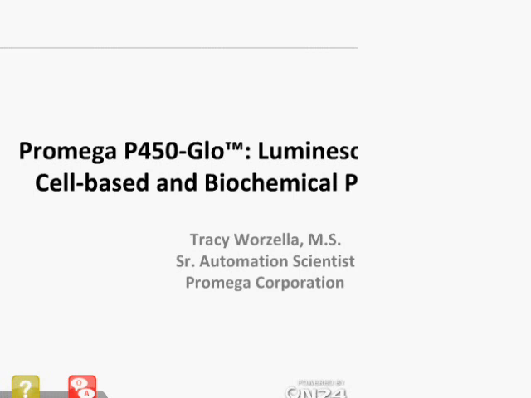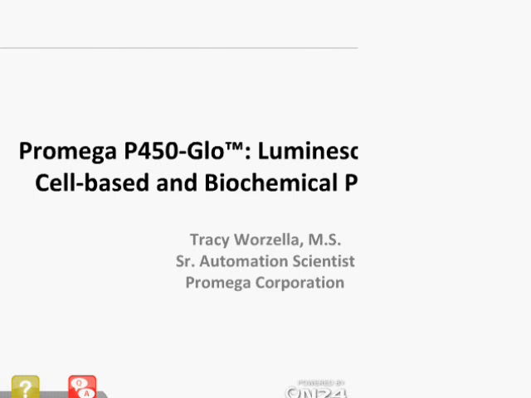We currently have over 2,000 products in our portfolio, which consist of reagents and instrumentation for research in genomics, proteomics, and cell analysis, as well as molecular diagnostics and human identity. We are widely known for our bioluminescent glow assay platform for cell analysis research, and today I'll be talking about one of those assays that comprises that platform, our Promega P450-Glo assay, and how we can use that assay for cell-based and biochemical P450 profiling.